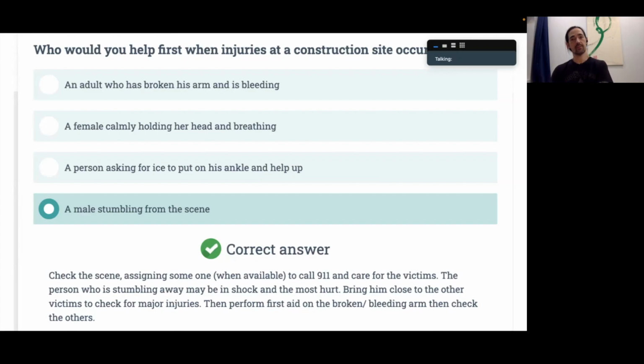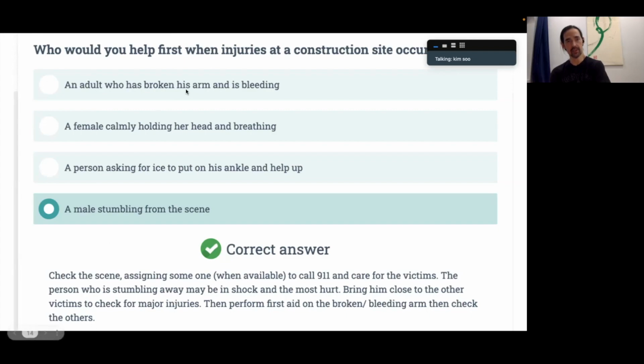That's what I thought. Yeah, the explanation makes sense. Check the scene, assigning someone when available to call 911 and care for the victims. The person who is stumbling away may be in shock and the most hurt. Bring him closer to the other victims and check for major injuries. Then perform first aid on the broken, bleeding arm.